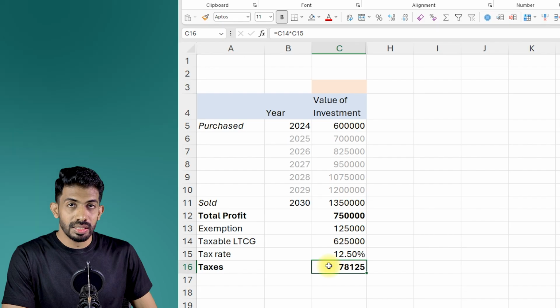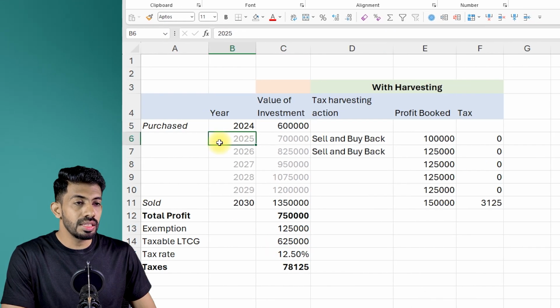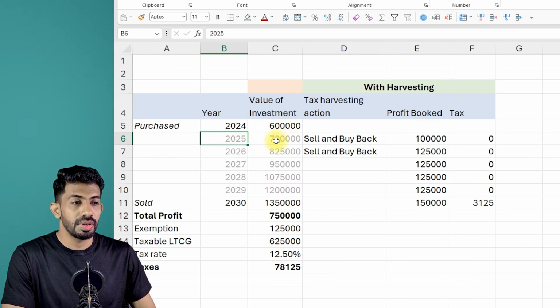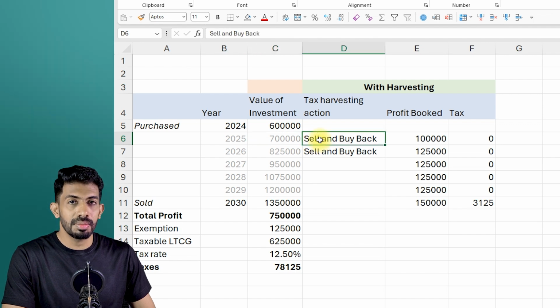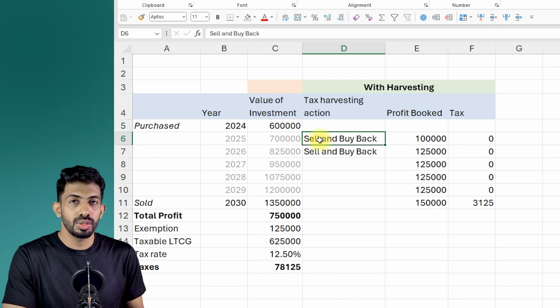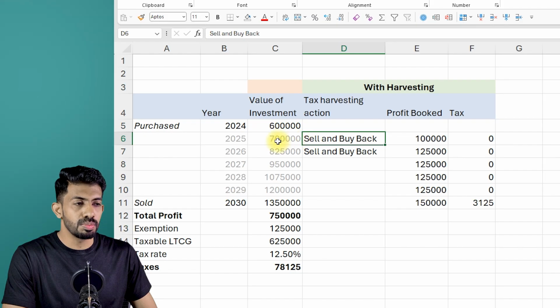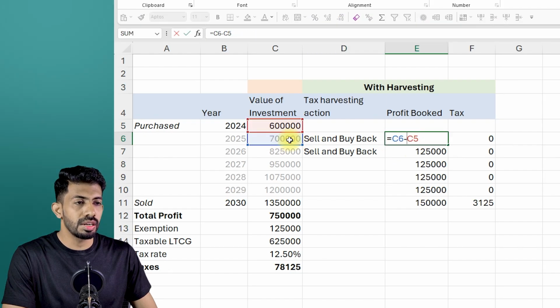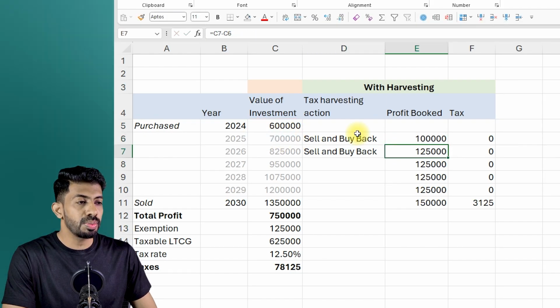If you were to do tax harvesting, what you need to do is that in the first year, in 2025, when the value of the investment reaches around 7 lakh rupees, you can sell them and buy it back immediately. You are not exiting the investment because your overall investment remains the same. You are just recording a sale as well as a purchase. With this, your profit gets booked. So if we evaluate the profit, it will be 1 lakh rupees. And because 1.25 lakh is exempt, your tax will be 0.